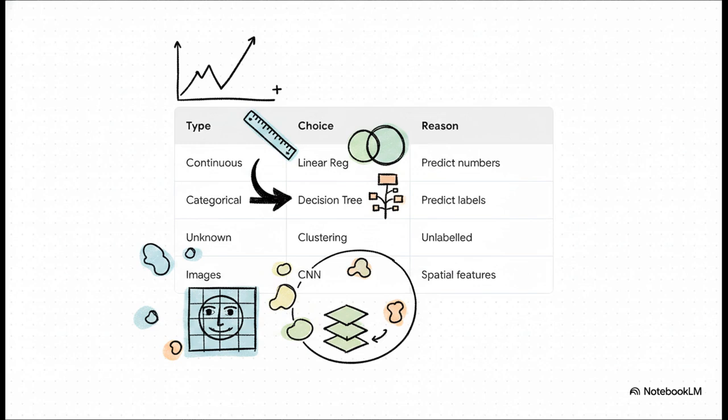But what if the groups are totally unknown and unlabeled? Well, then we bring in a clustering algorithm. And for complex spatial patterns like recognizing faces in photos, we hire a convolutional neural network, or CNN. We are actively, intentionally matching the AI candidate to the structural reality of the problem.